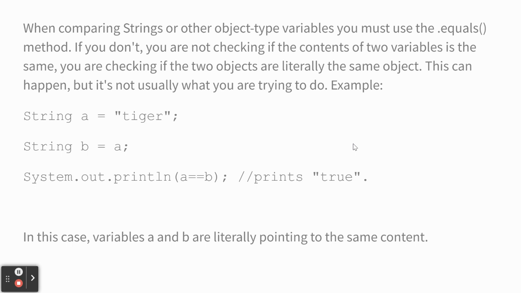If I went ahead and changed A to be something else, B would be that thing too. Or if I changed B to be tigers with an S, A would be the same thing. They're literally two names for the same place in the computer. So that's why double equals works fine here.